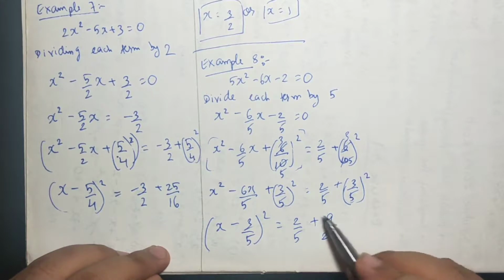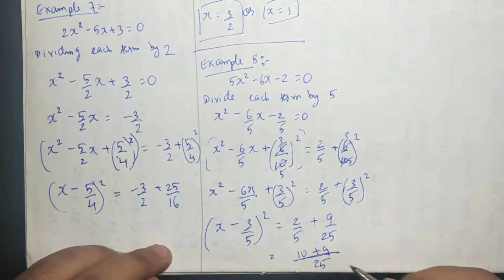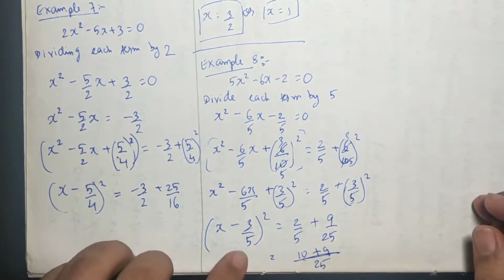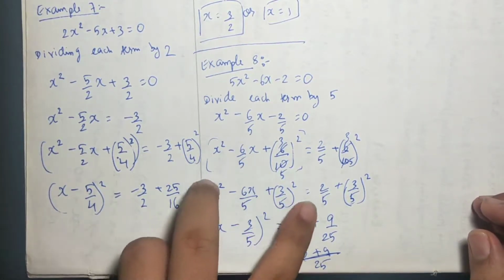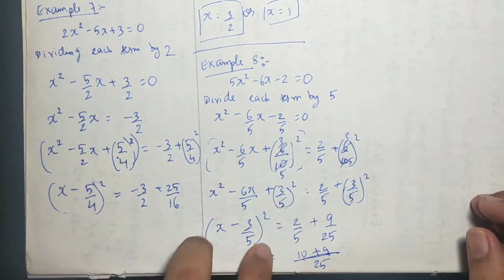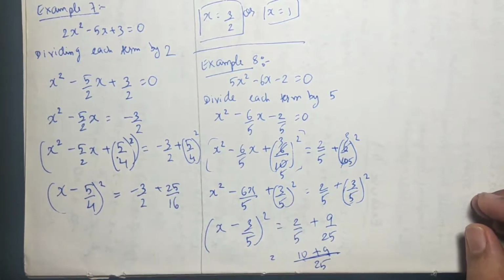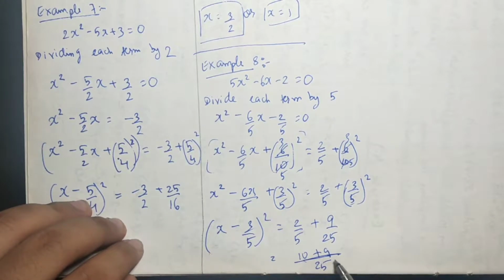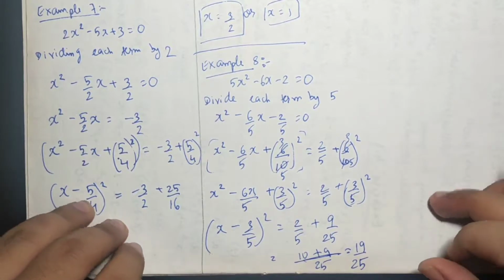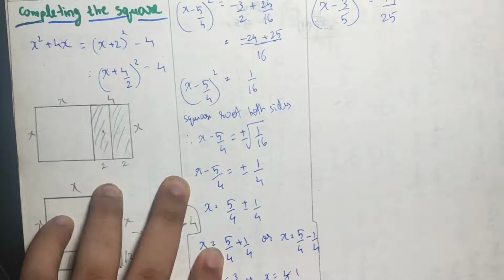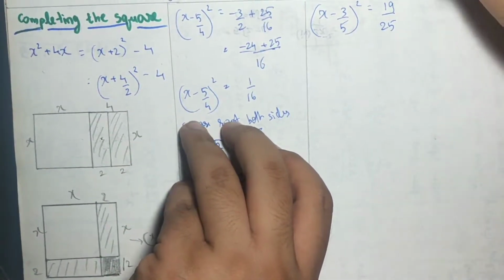Solving this, you need to find the LCM on the right hand side. 25 will be the LCM. This will be 10 plus 9. Now, don't solve this. If you solve this by a minus b whole square, you will again get this. So you no need to, from a square minus 2ab plus b square, you got a minus b whole square. Don't again solve and find this. Keep it as it is. Okay. Now, 10 plus 9 upon 25 will become 19 upon 25. We got this answer. I am writing this answer again above. So we got x minus 3 by 5 whole square equals to 19 by 25.